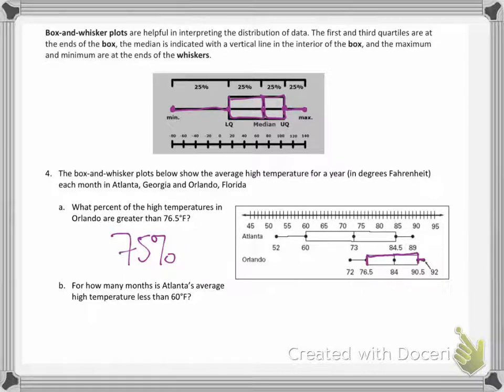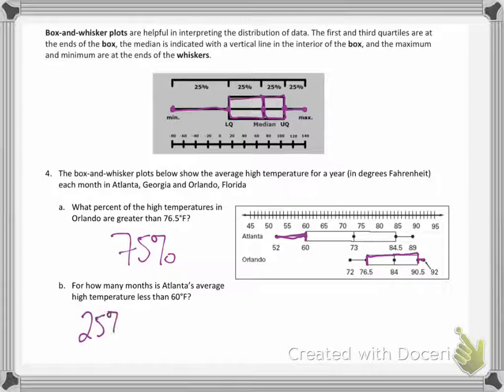Question B asked, for how many months is Atlanta's average high temperature less than 60? So I go to the Atlanta. So here's 60. I want to be less than 60. There's one piece of my box and whisker that's less than 60. So one piece would be 25%.